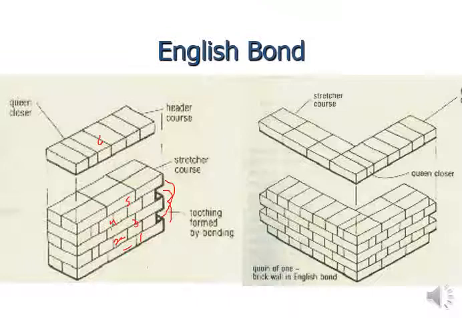Now again, the laying of the bricks for this English bond needs to be explained in two ways, one inside of the wall and one at the corner of the wall. Here you can see two figures. This particular figure is for the English bond inside of the wall, and this figure is for the corner of the wall. First of all, we will discuss inside.